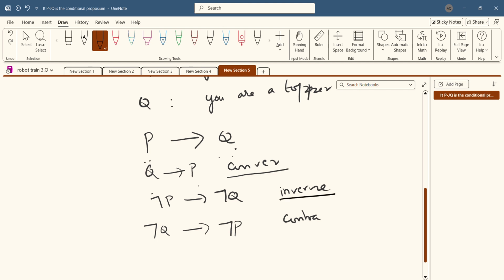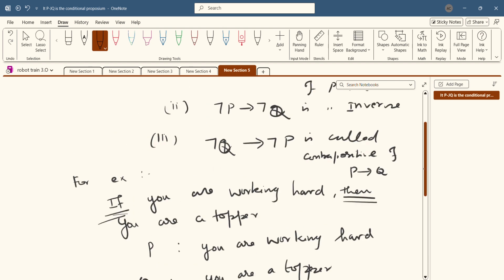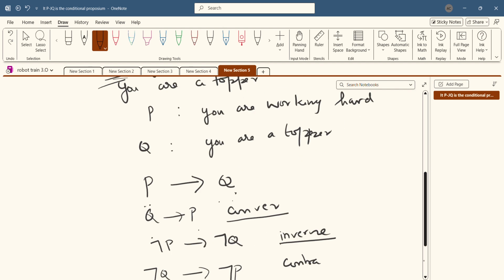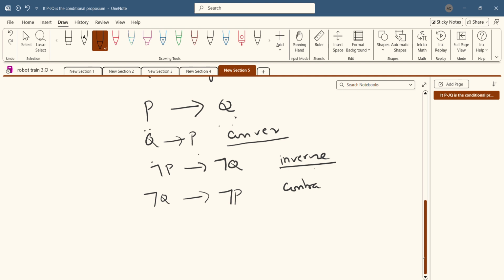So how are we going to write the inverse? Negation P. What is your P? Your P is you are working hard. Negation P means if you are not working hard, then you are not a topper. That is the inverse. What about the contrapositive? If you are not a topper, then you are not working hard. In this manner, we can define the variations of a conditional statement. Converse means Q conditional P. Negation P conditional negation Q is the inverse. Negation Q conditional negation P is the contrapositive.